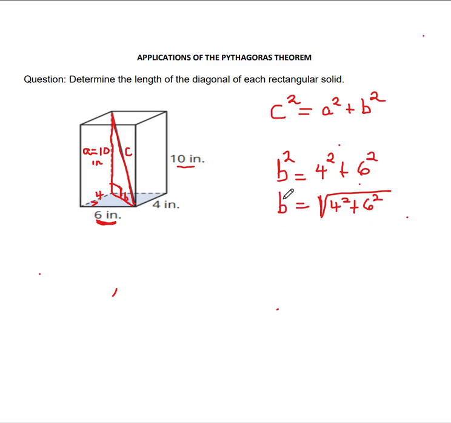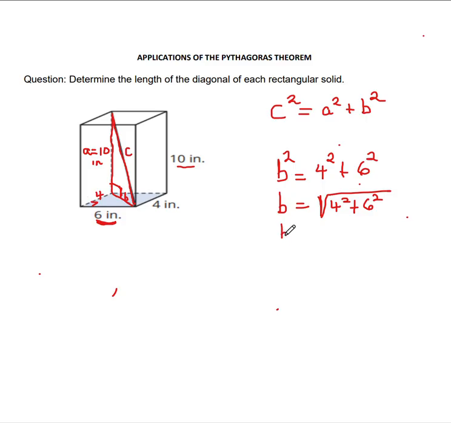And that is because in order to get rid of the power of 2, which is the square on B, we would take the square root of B squared. The square root of any squared term gets rid of the power of 2. So we're left with B equal to the square root of 4 squared plus 6 squared. Of course, what you do to one side of an equation, you have to do to the other side to maintain balance.